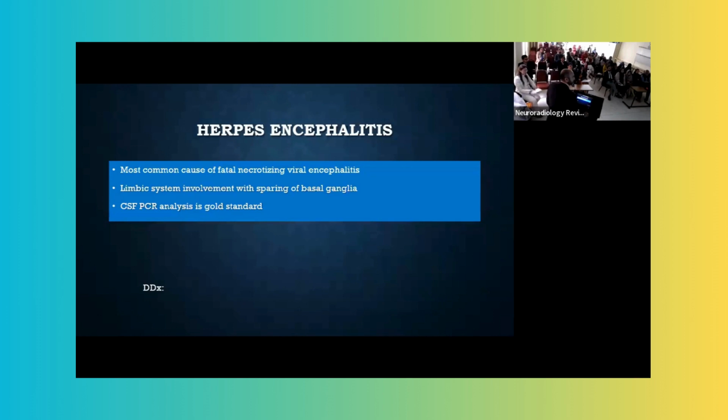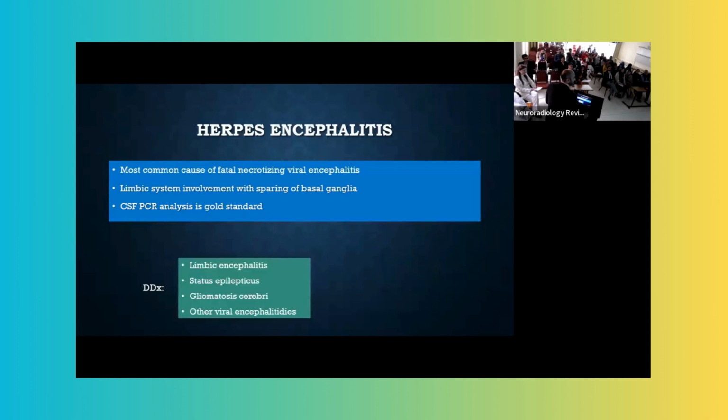So always remember that, and limbic system is involved, and the gold standard is the CSF PCR. But you don't have to do it to give them acyclovir. That's important, just to start when you suspect it, to protect the patient, okay?